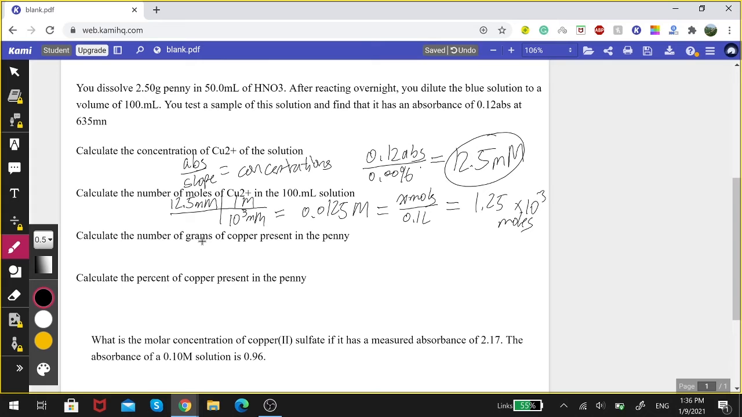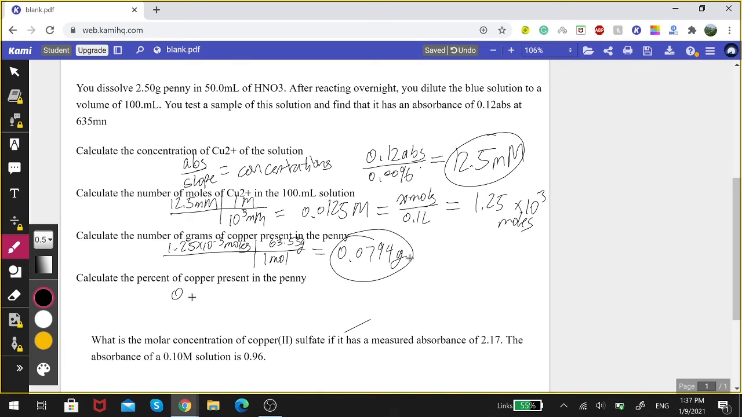Now next, calculate the number of grams. We can use our number of moles, 1.25 times 10 to negative third moles. And then for every 1 mole of copper, copper is on the periodic table 63.55 grams. So we plug that into a calculator too, and we'll get an answer of 0.0794 grams.